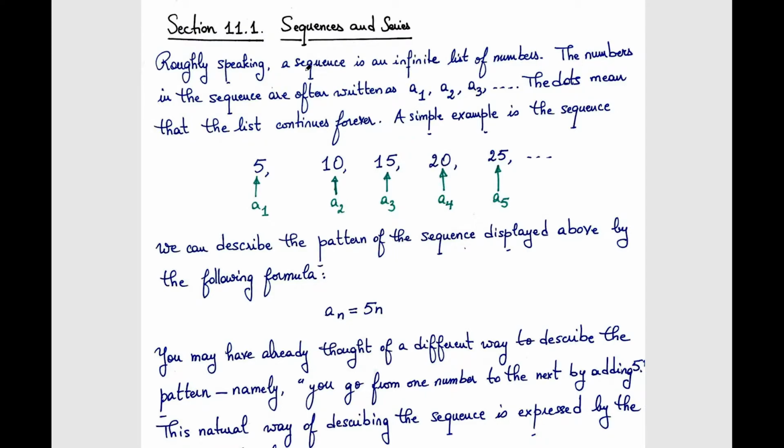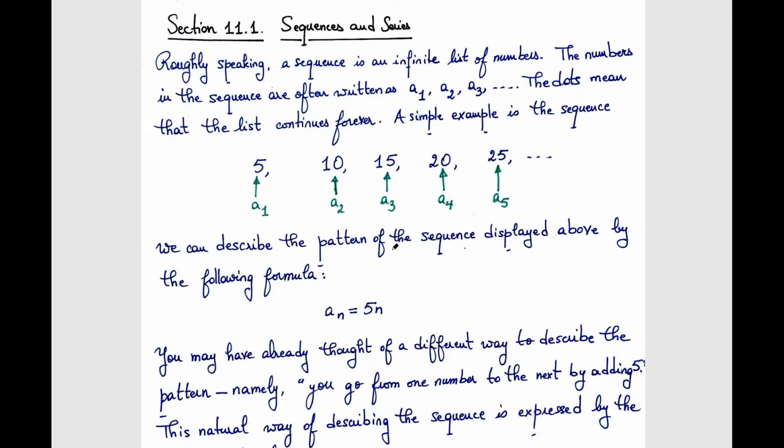And for sequences, it's a list of numbers, so you can order them, right? You can rank them. First term, second term, and so on. For instance, look at this list, 5, 10, 15, 20, 25, and so on. You can think about this as being the first term, so I can label it as a sub 1, the second term being a sub 2, and so on and so forth.